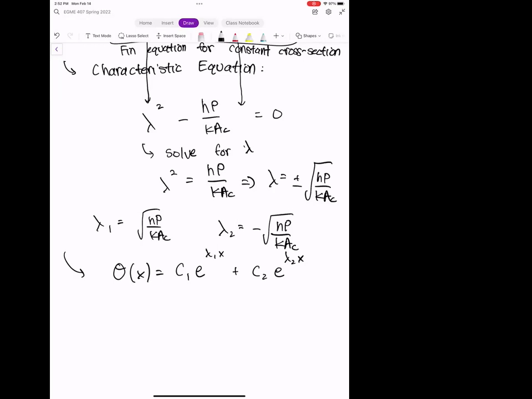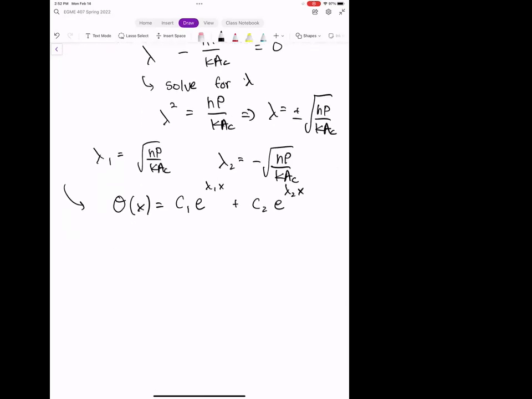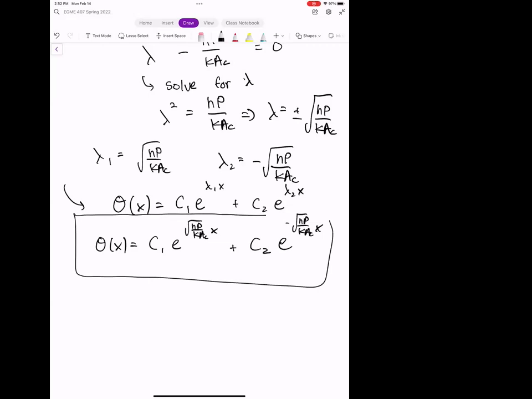All right. And so if we go ahead and plug in our values for lambda 1 and lambda 2, then we get phi of x is equal to C1 e to the square root of hP over kAc times x plus C2 e to the minus square root of hP over kAc times x. Okay. And so this here is our general solution to the fin equation.